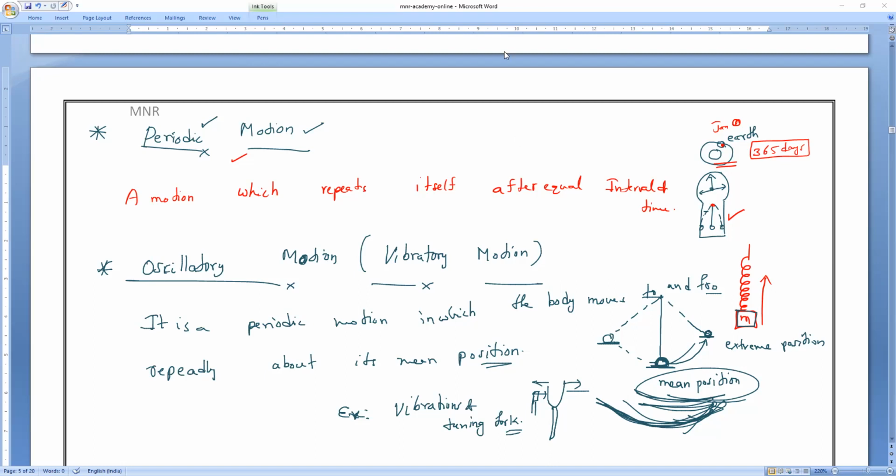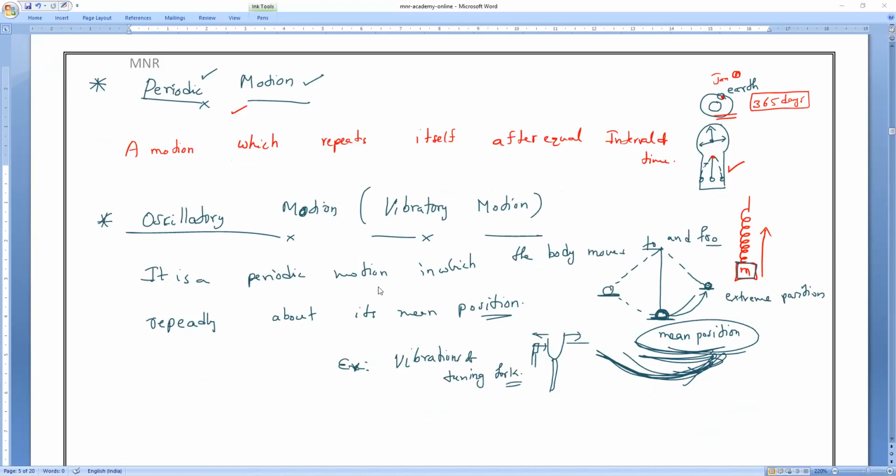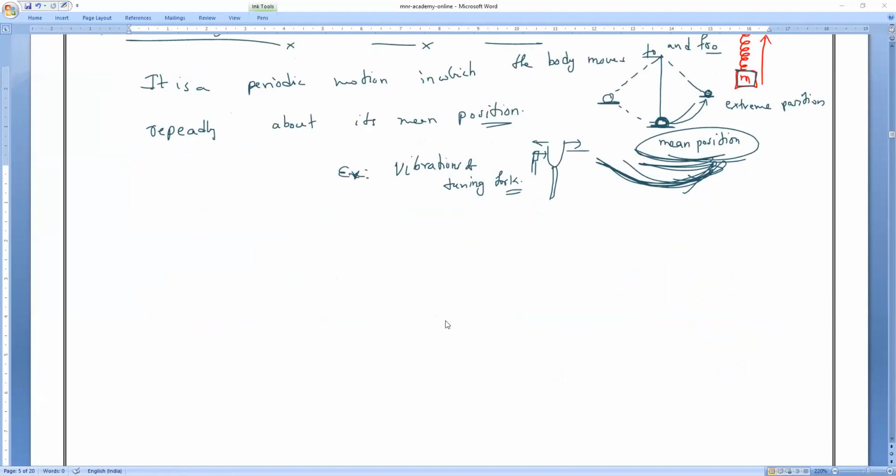Anyone having any doubt, you can ask me. All of you understand? Please respond. So periodic motion is similar to oscillatory motion, but every periodic motion is not an oscillatory motion. If it is an oscillatory motion, it has to make to and fro motion. That is why every oscillatory motion is a periodic motion, but every periodic motion is not an oscillatory motion. Clear? Understand, everybody?